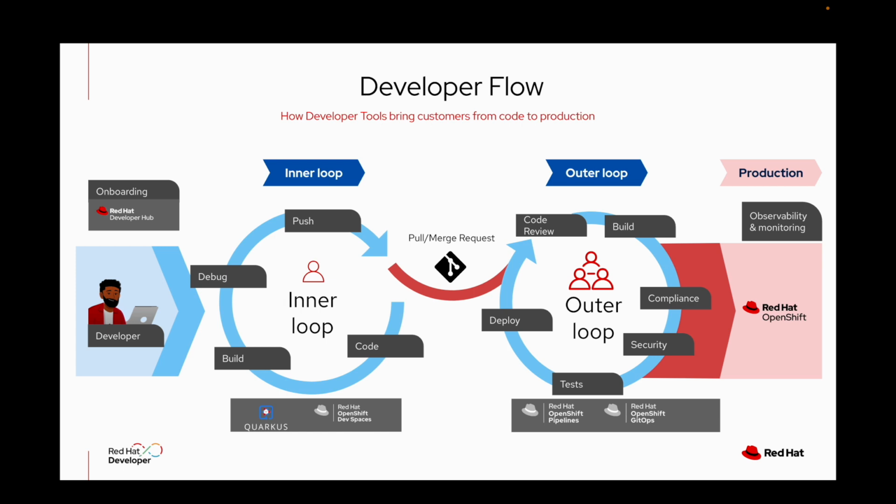And we also got to see how OpenShift and Red Hat tools like OpenShift DevSpaces, pipelines, and GitOps can support every step of the software developer lifecycle.